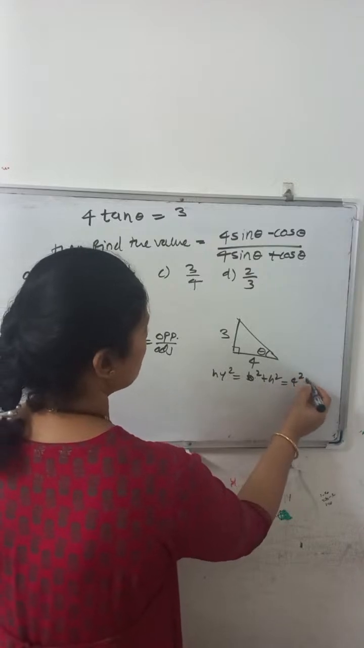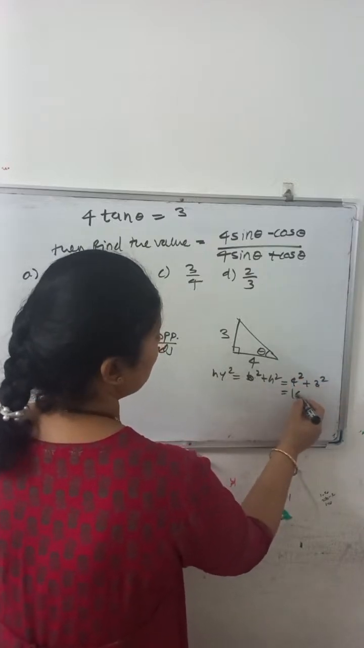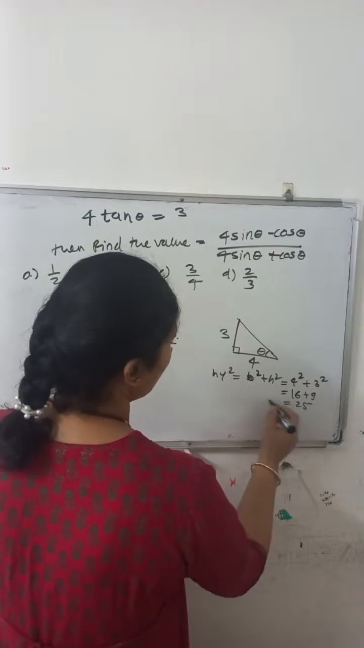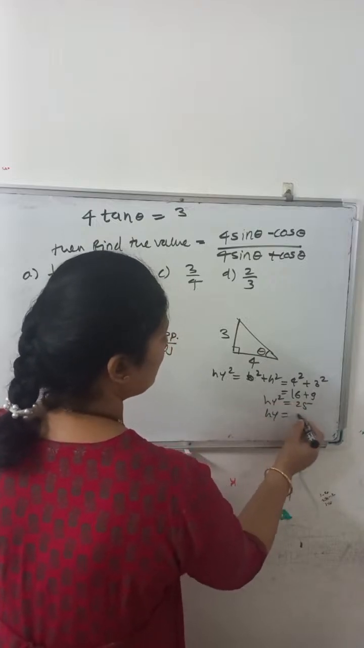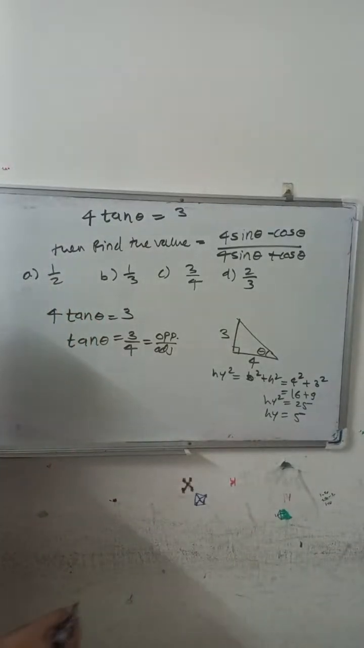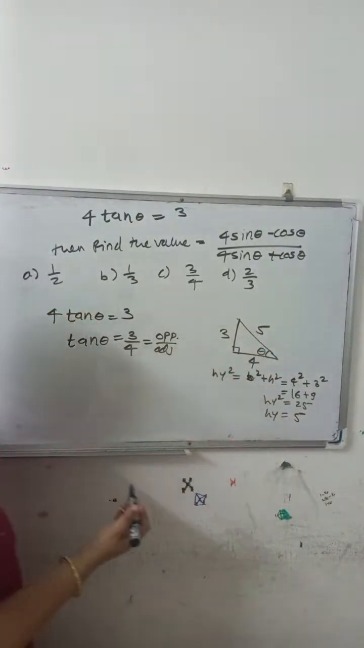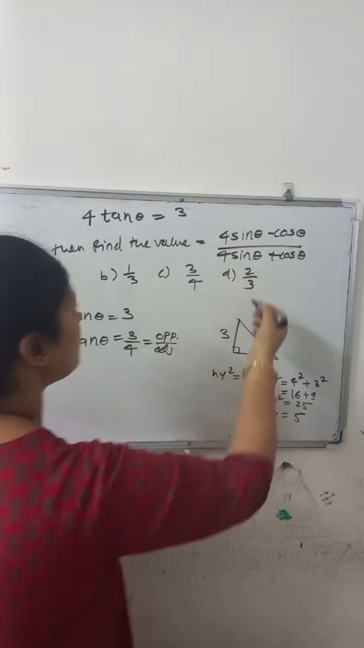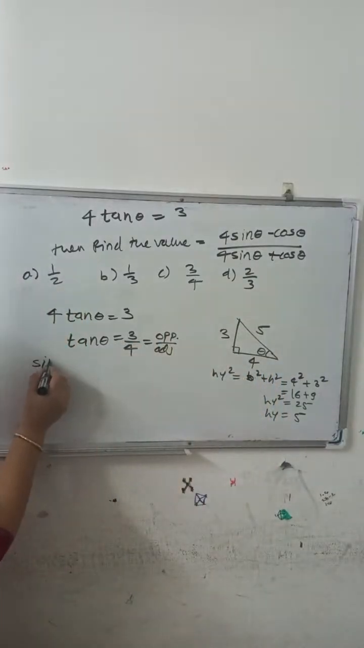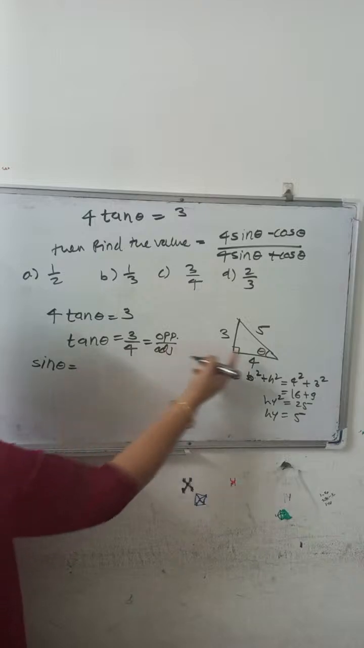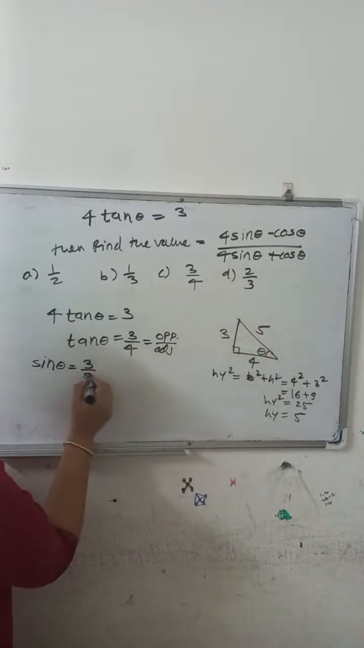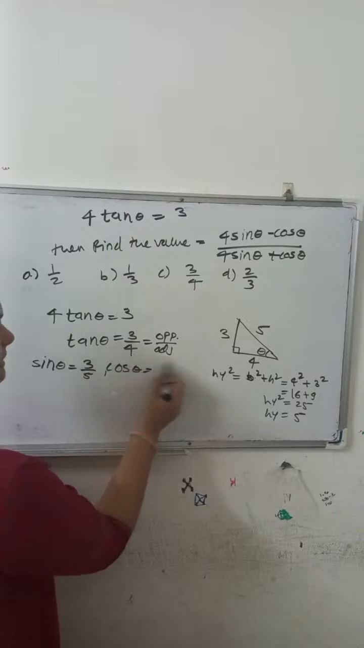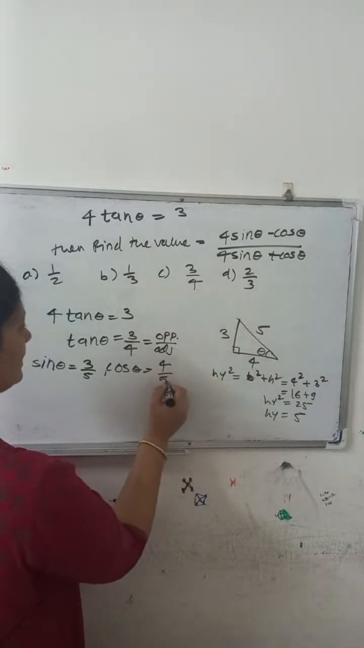Base is 4, so 4 square plus 3 square is 16 plus 9, that is equal to 25, which is hypotenuse square. Then hypotenuse is equal to how much? 5. So by triplets we can write 5 also, or you can calculate by Pythagoras. So we got the hypotenuse. Once you get the hypotenuse, it's very easy. You are asking for sin and cos. From this triangle you can calculate the value of sin theta. Sin theta is opposite by hypotenuse, that is 3 by 5, and cos theta is adjacent by hypotenuse, that is 4 by 5.